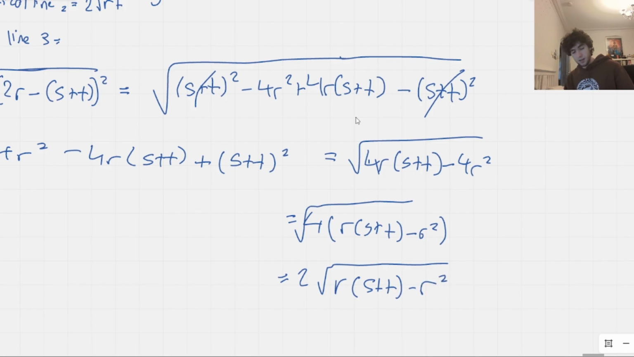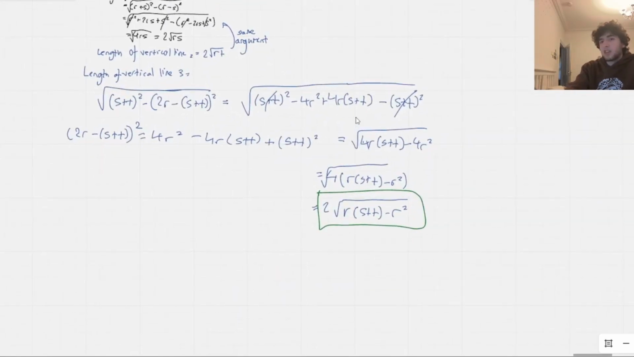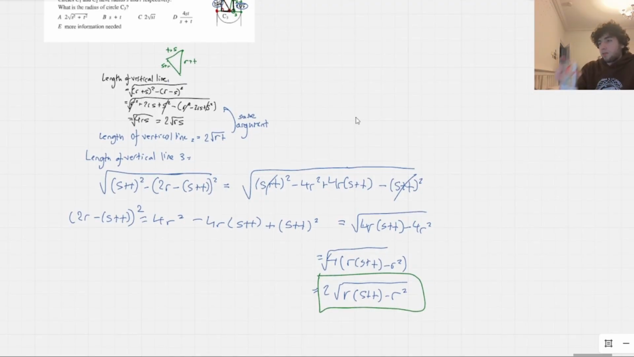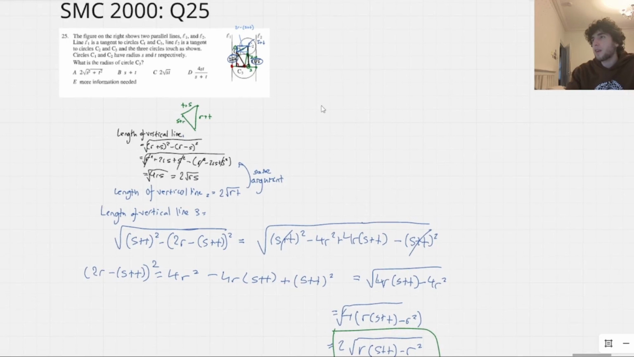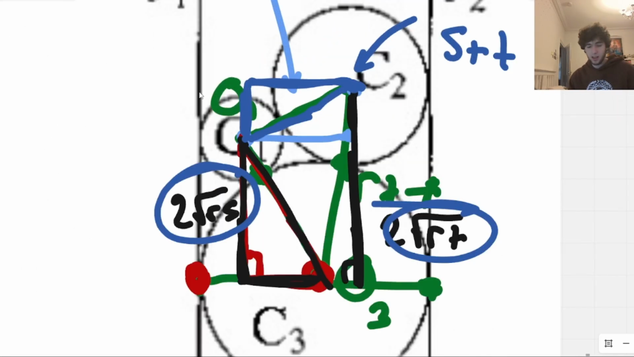I know this looks bad, but this is the length that we care about at the moment. Trust me, it will work out. And I'm pretty lucky this worked out. This is quite a hefty bunch of things you have to do for an SMC question, in my opinion. But whatever. Then you get that, and effectively that is the length of the vertical line, this blue bit up here.